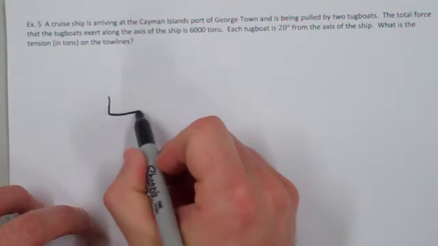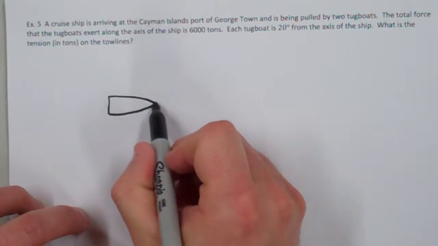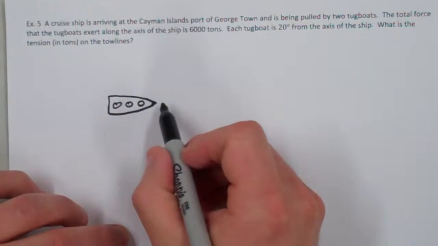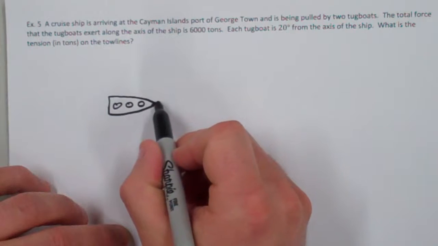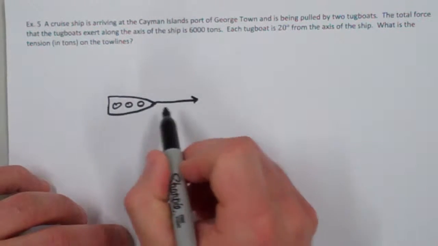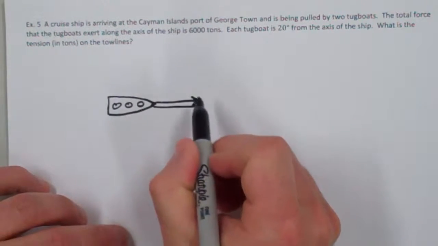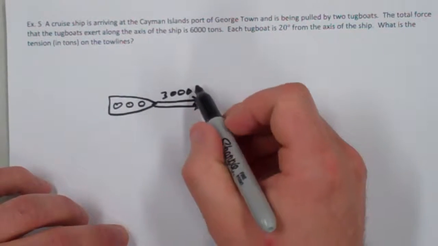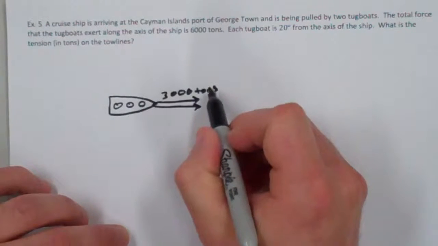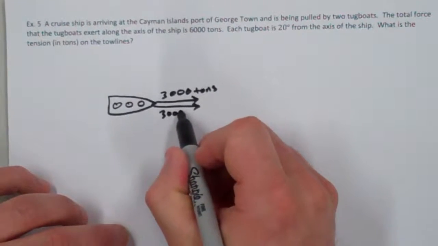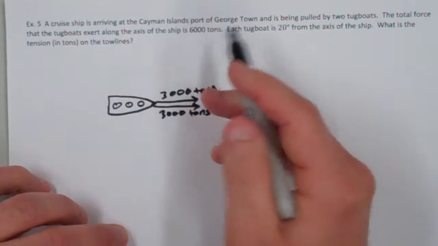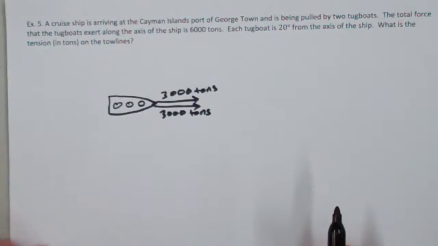So I'll make this wonderful cruise ship for you right here. There's some smokestacks there for you. And what's happening here is there's 2 tugboats, and this is a little bit tricky because each tugboat is responsible for 3,000 tons. Kind of a gotcha on this one because it's 6,000, but there's 2 tugboats, so each one's responsible for half of that.